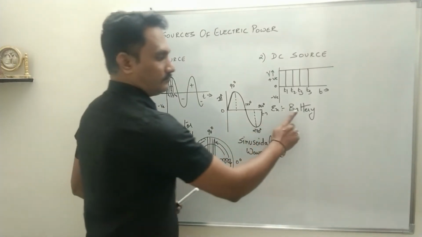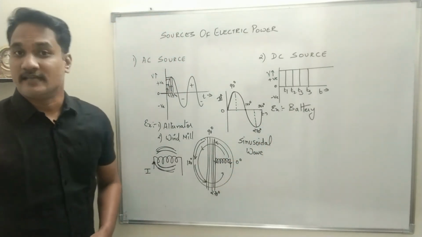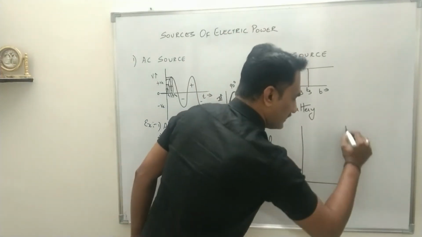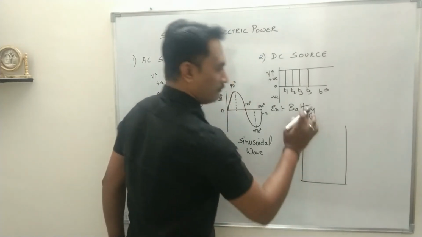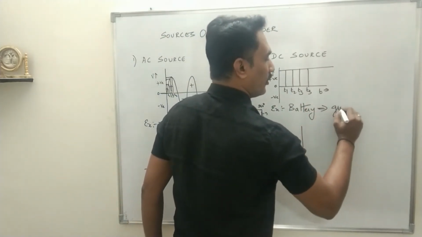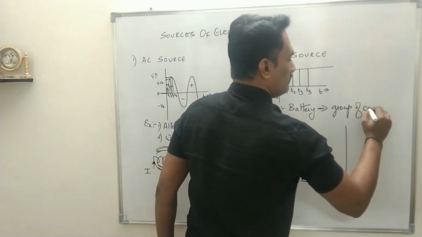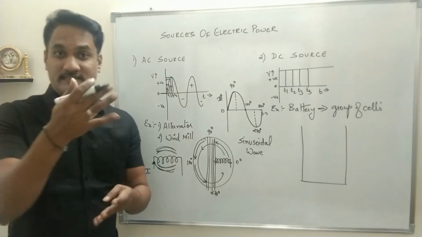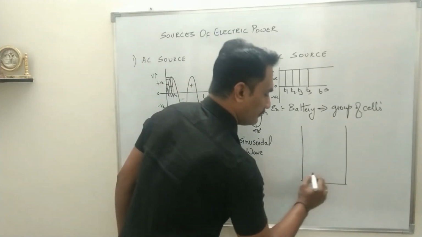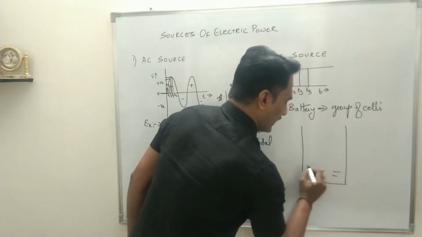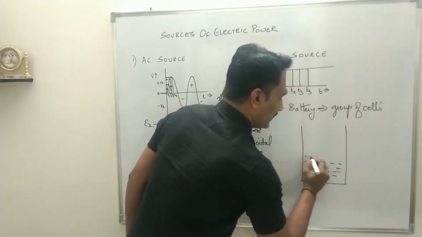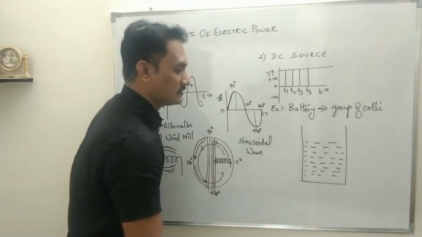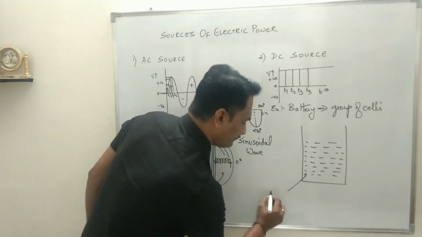Next is the DC source. As I said, the example of DC source is battery. So a beaker is taken. Battery is nothing but group of cells. So I'll just explain you what exactly one cell means. We take a beaker and we pour electrolyte, generally a diluted sulfuric acid, H2SO4. So this is what is your electrolyte.